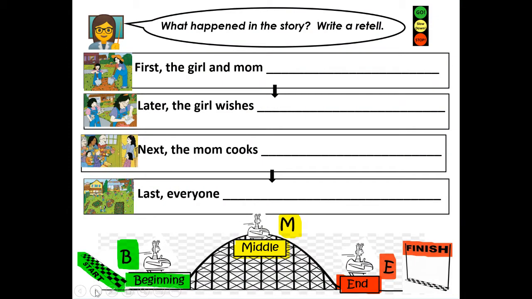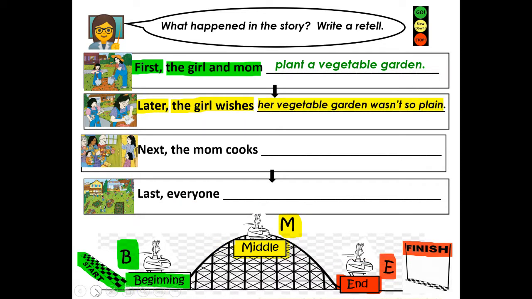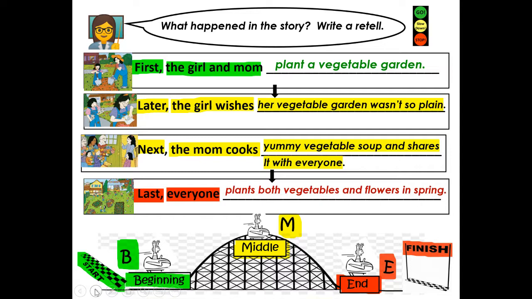All right. So you can check your writing with mine if you want. First, what happened first? The girl and the mom plant a vegetable garden. Later, the girl wishes her vegetable garden wasn't so plain. Next, the mom cooks yummy vegetable soup and shares it with everyone. Last, everyone plants both vegetables and flowers in spring.